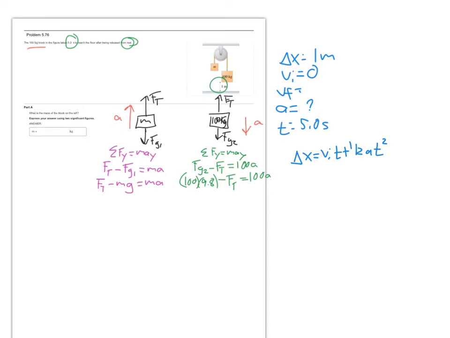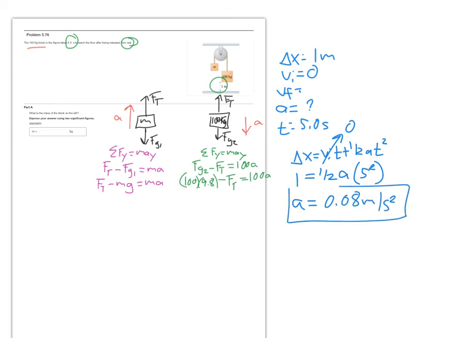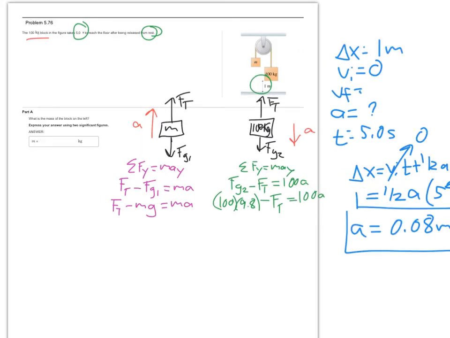So I'm going to use my delta x equation. My displacement is 1. That initial velocity term just goes away because I have no initial velocity. So that's equal to 1/2 times my acceleration times my time, which is 5 squared. I go ahead and I solve for my acceleration. I get that my acceleration is equal to 0.08 meters per second squared. So I can now use that in my F equals ma equations. So going back to the F equals ma on that 100 kilogram object, I'm going to end up with 980 minus ft equals 100 times that acceleration, 0.08.